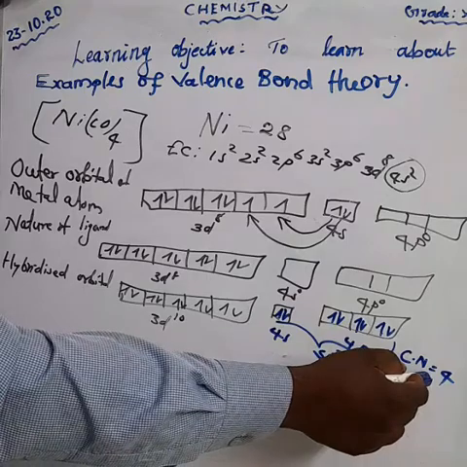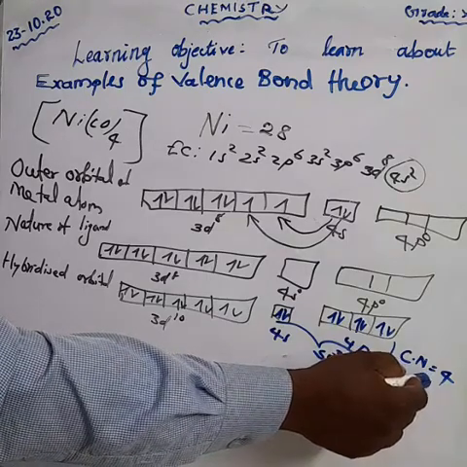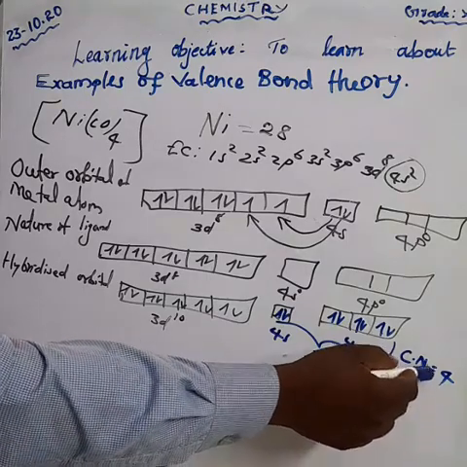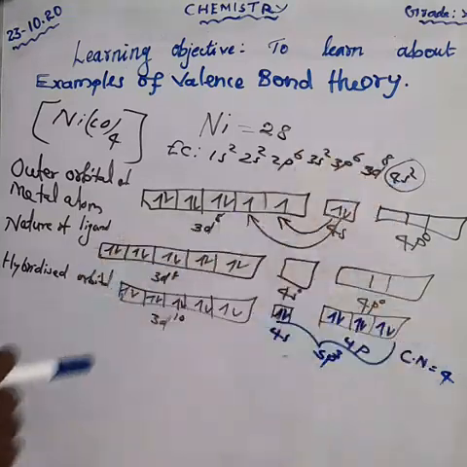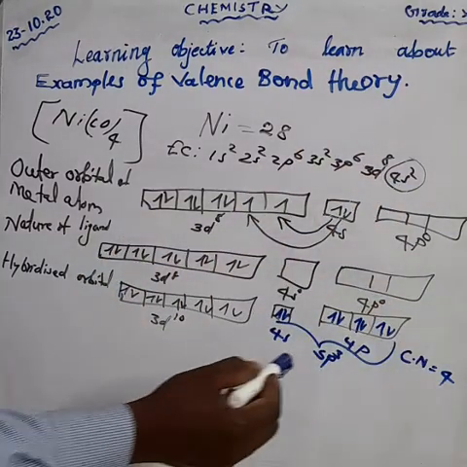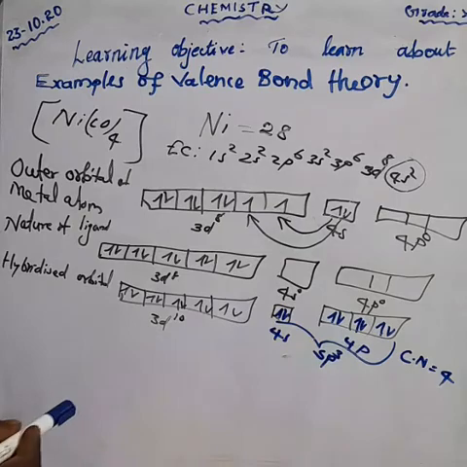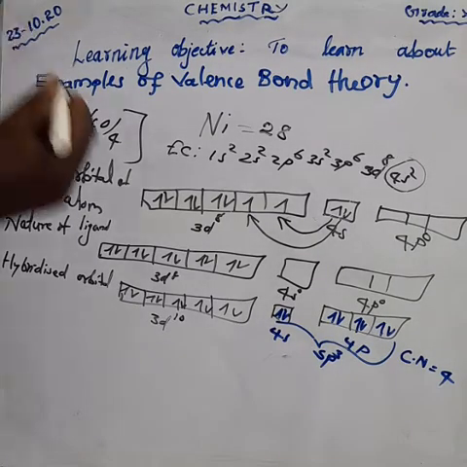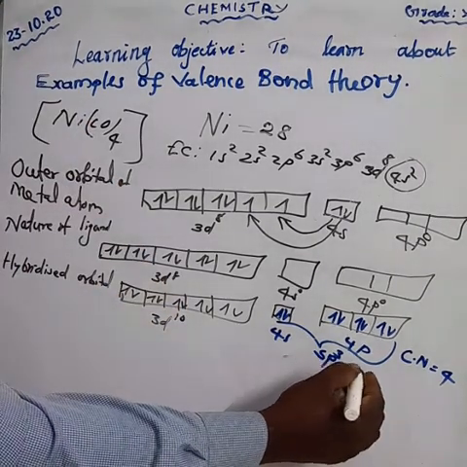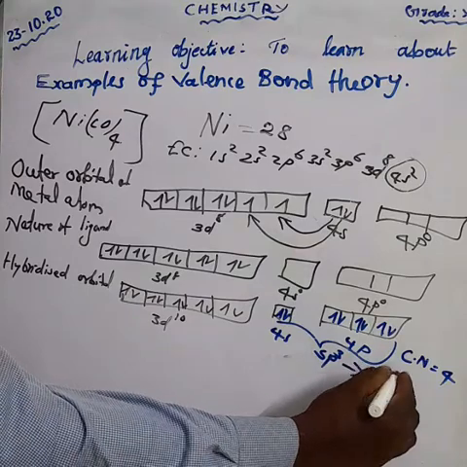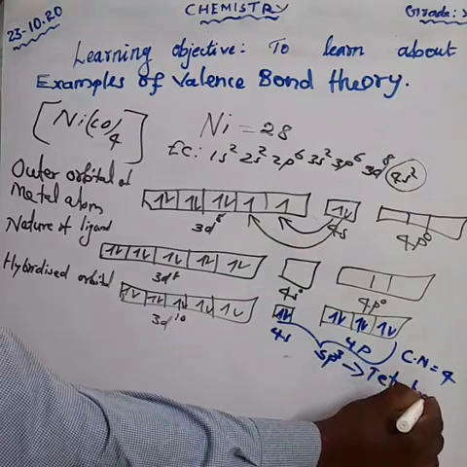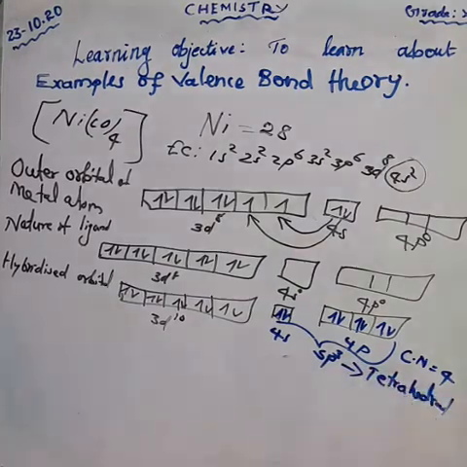Can you see what the hybridizations are? Two hybridizations are possible: one is sp3, another is dsp2. But we got sp3 hybridization. So, what is the geometry? Tetrahedral. Tetrahedral is our geometry. Am I right?